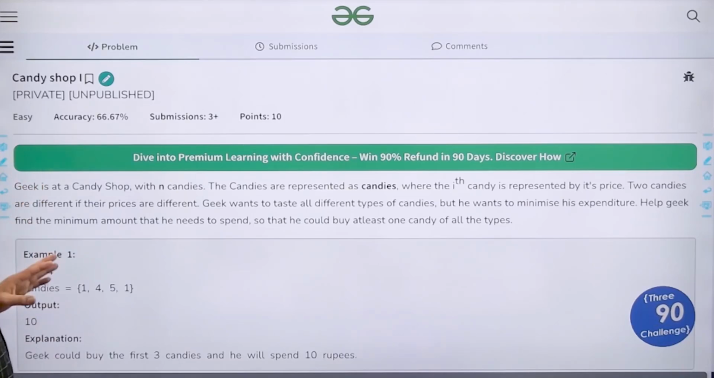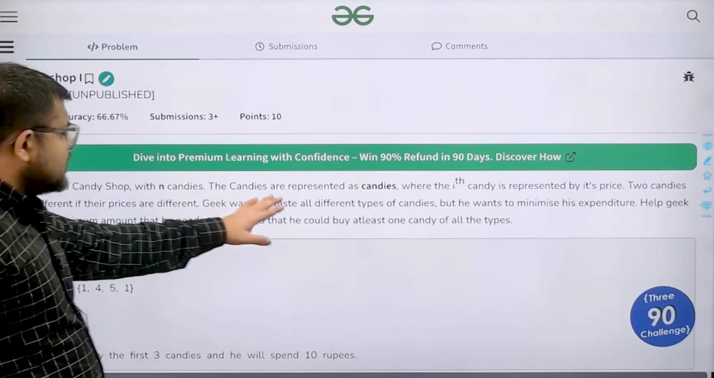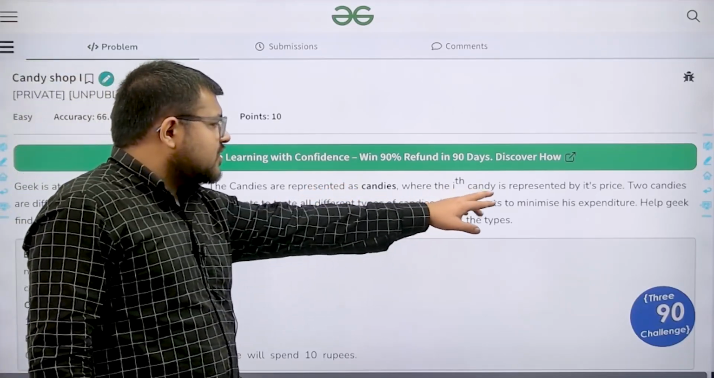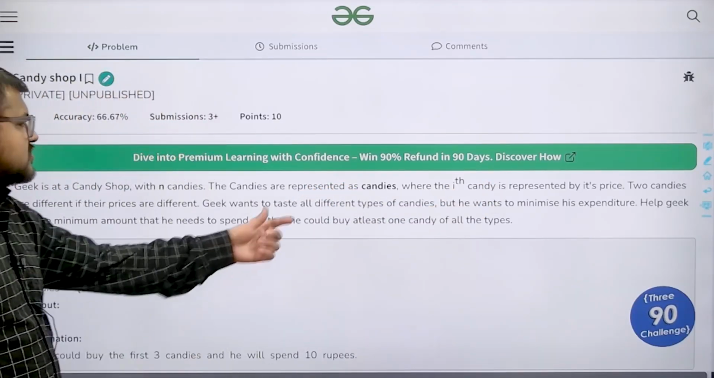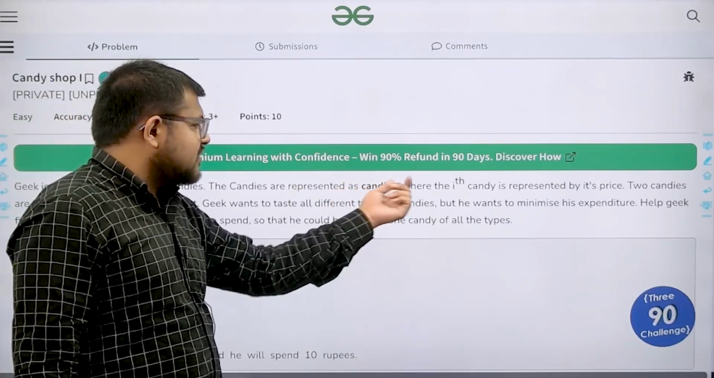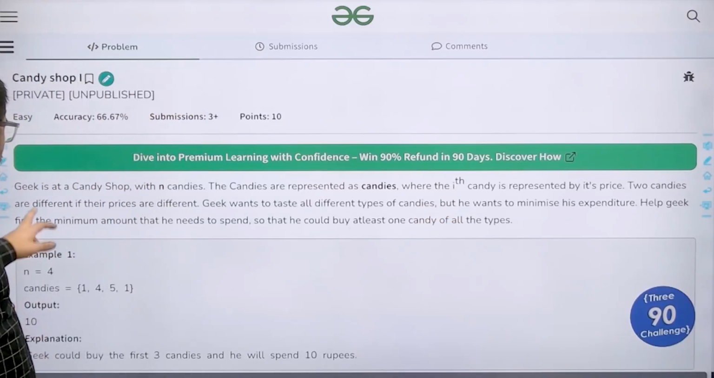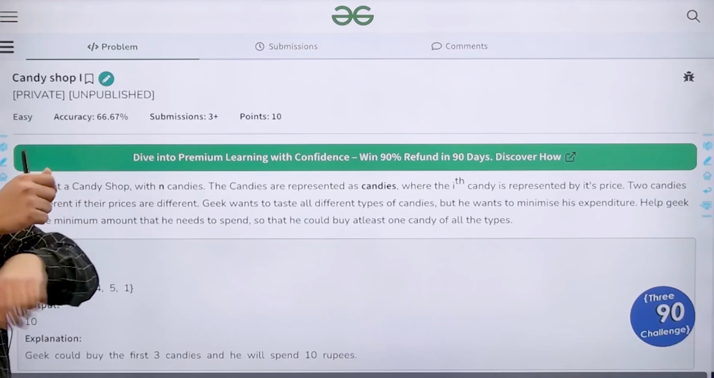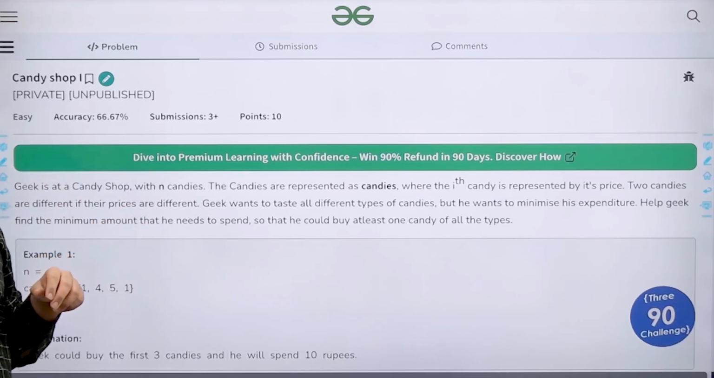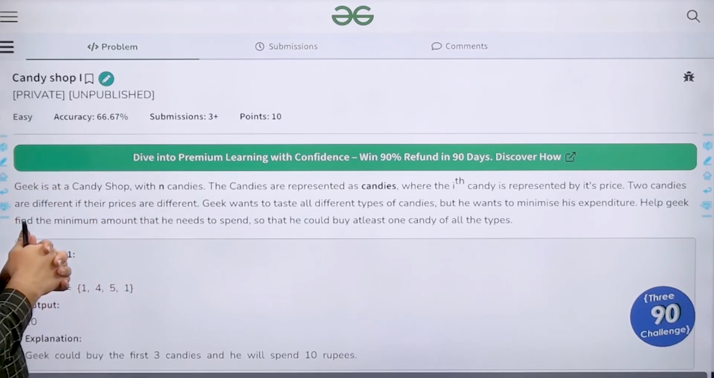Geek is at a candy shop with n candies. So there are n candies at a candy shop. The candies are represented as candies where the ith candy is represented by its price. So this is one array which we are given and the ith element represents the price of the ith candy. Two candies are different if their prices are different. So if two candies have different price, we consider them different candies. If two candies have same price, we consider them the same candies.